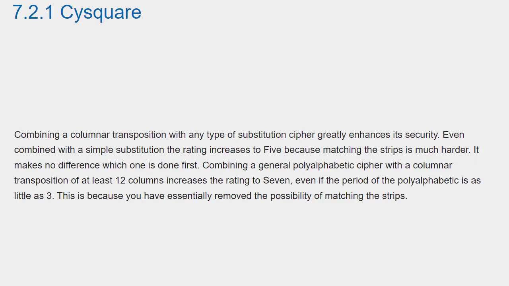Combining a columnar transposition with any type of substitution cipher greatly enhances its security. Even combined with a simple substitution, the rating increases to 5 because matching the strips is much harder. It makes no difference which one is done first. Combining a general polyalphabetic cipher with a columnar transposition of at least 12 columns increases the rating to 7, even if the period of the polyalphabetic is as little as 3. This is because you have essentially removed the possibility of matching the strips.